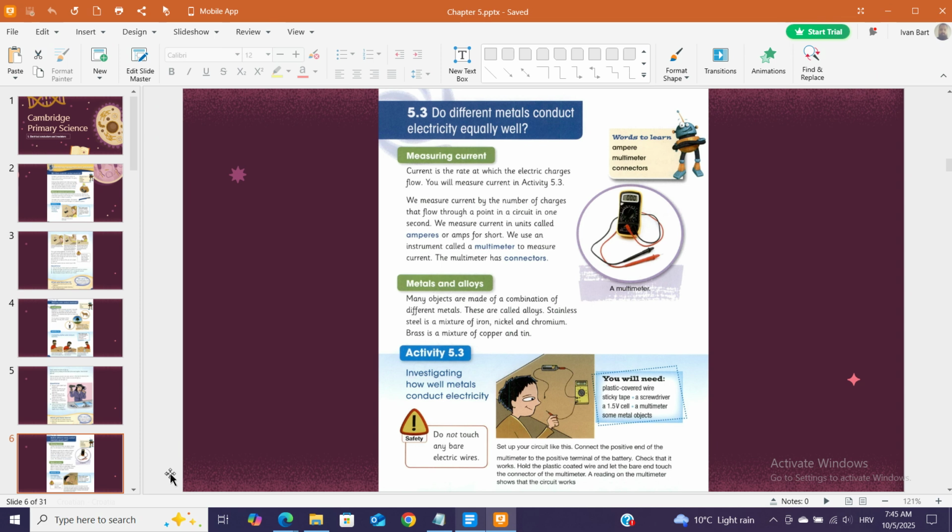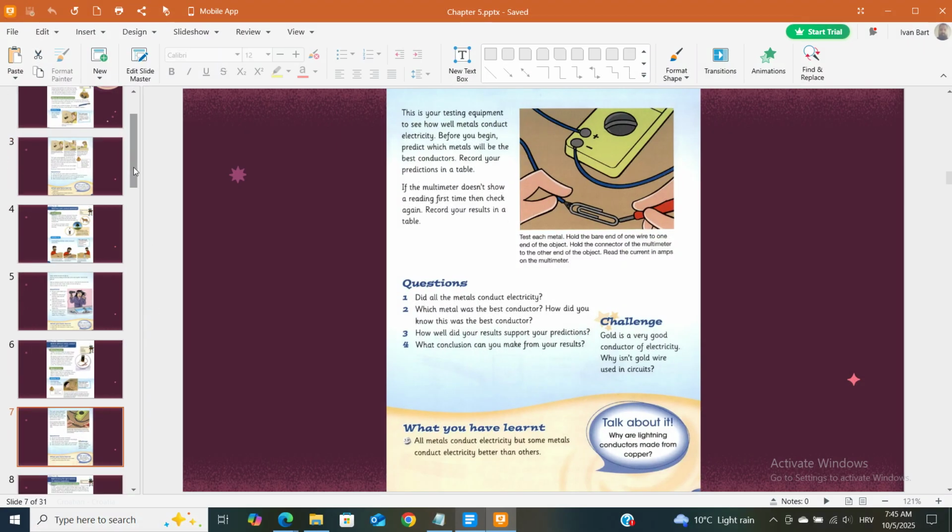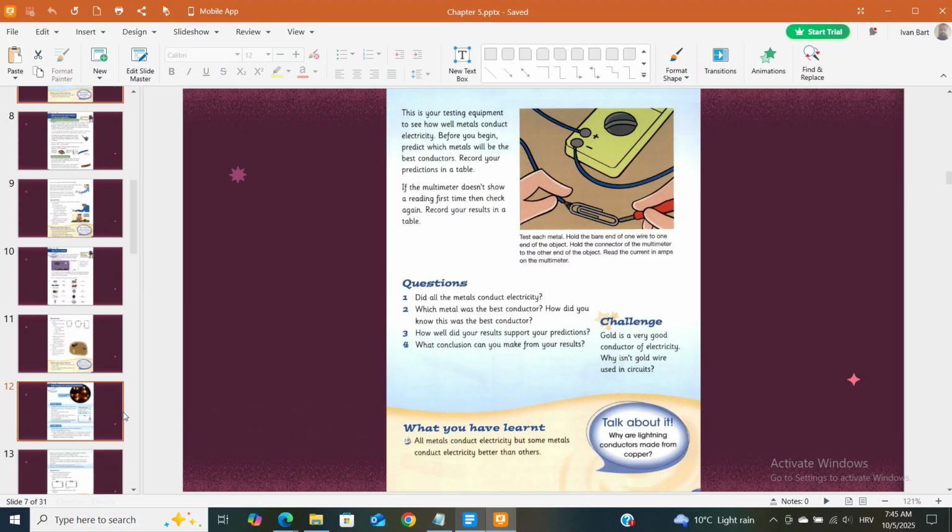Check that it works. Hold the plastic coated wire and let the bare end touch the connector of the multimeter. A reading on the multimeter shows that the circuit works. This is your testing equipment to see how well metals conduct electricity. Before you begin, predict which metals will be the best conductors. Record your predictions in a table.